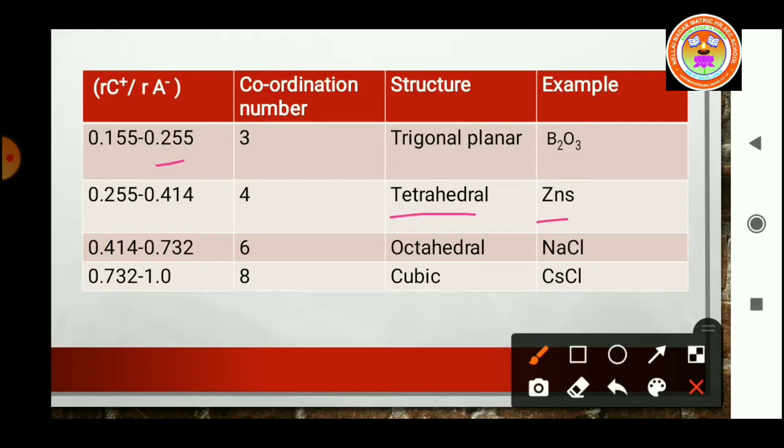And then 0.414 to 0.732, that is coordination number 6. The structure is octahedral. The example is NaCl. And the last one is 0.732 and above, that is coordination number 8. The structure is cubic. The example is CsCl. Now clear what is radius ratio? Yes.